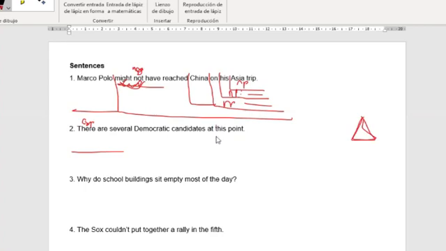So we have this. This point is what? Noun phrase, object of preposition. At this point, prepositional phrase. Adverb of time. Okay.